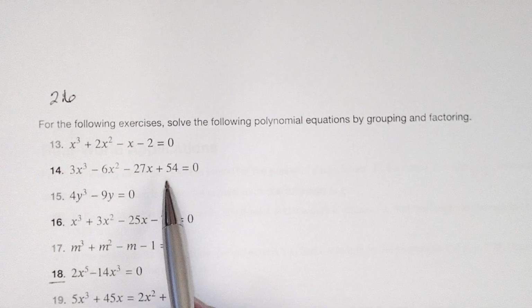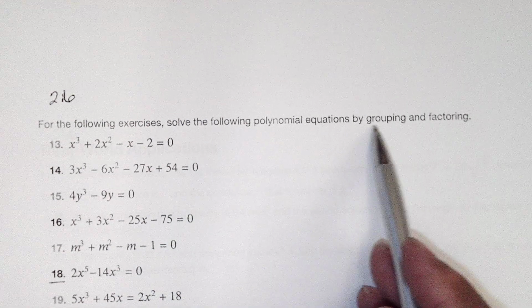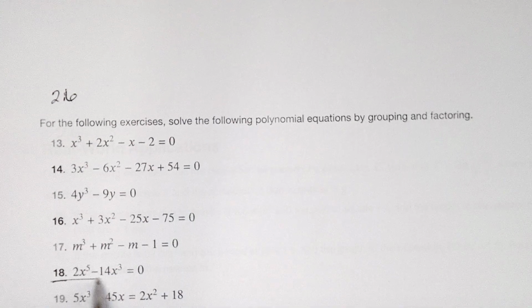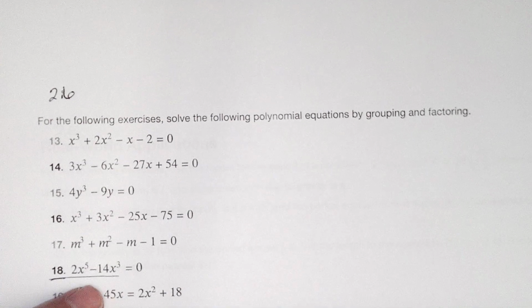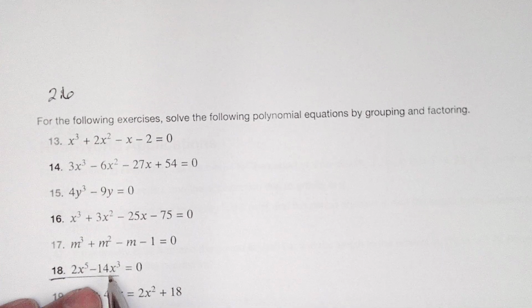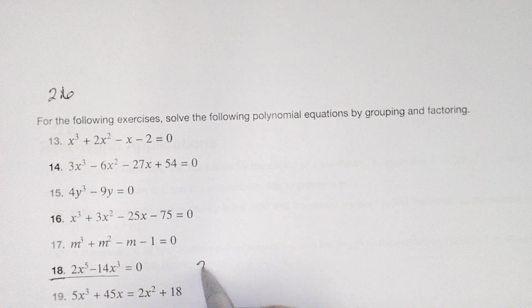In section 2.6, we were asked to solve by grouping or factoring, and here was 18, the one that people had trouble with. Now, the first step of factoring should always be pulling out what's in common to everything. 2 goes into both of those. This is 2 and this is 2 times 7. So we can pull a 2 out.